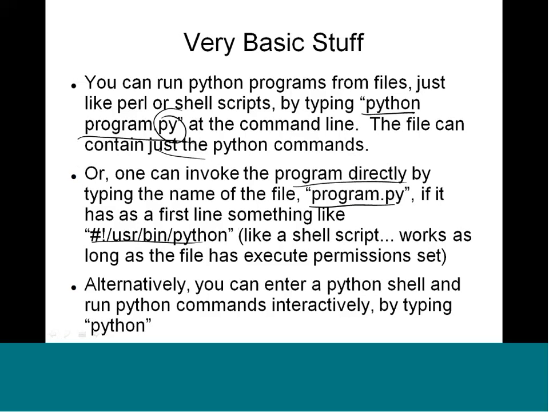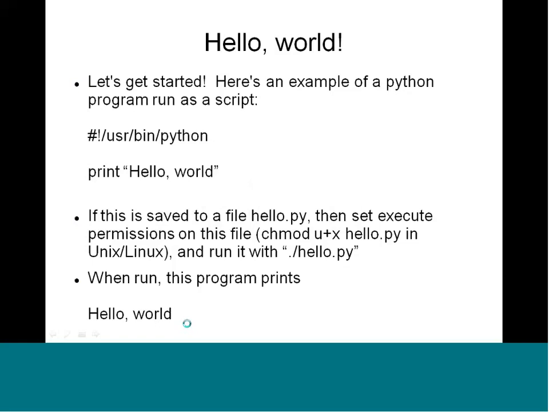So if you put a hash bang /usr/bin/python as the first line in your script, followed by the Python commands, then you can just simply type that particular file name and it will execute. Of course, you need to set the execution permissions. Once you do that, it will just execute. So this is just like a shell script. It works as long as the file has execute permission, as I mentioned. And then finally, you can also enter a Python shell and run Python commands interactively by typing python. So these are all valid ways to do it.